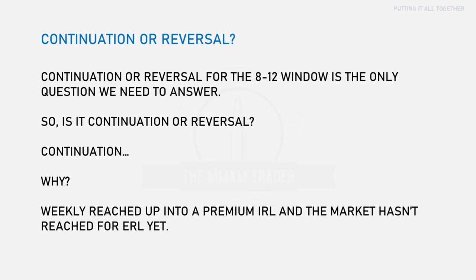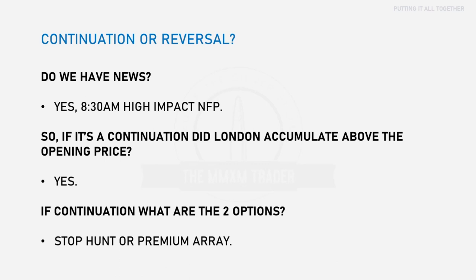The weekly reached up into a premium internal range liquidity, right? That fair value gap, and we could see it draw lower later, and the market hasn't reached for that external range liquidity yet. So this is the why for a continuation. So do we have news? Yes, we have 8:30 a.m. high impact news, NFP. So if it's continuation, did London accumulate above opening price? Yes, it did, right? As we outlined earlier. And if it's continuation, what are the two options? We either have a stop hunt or we hit a premium array.